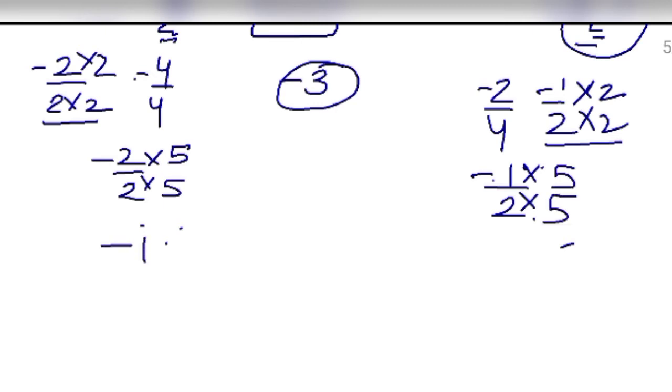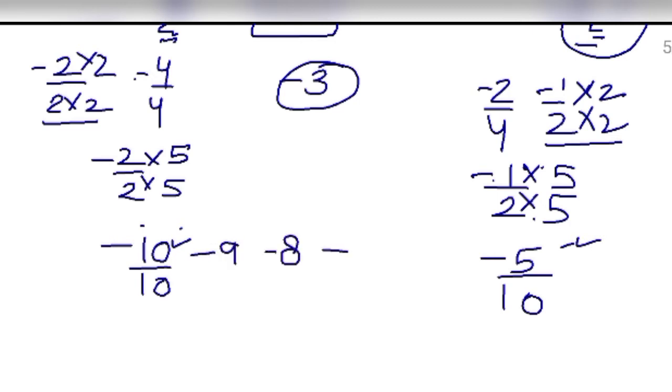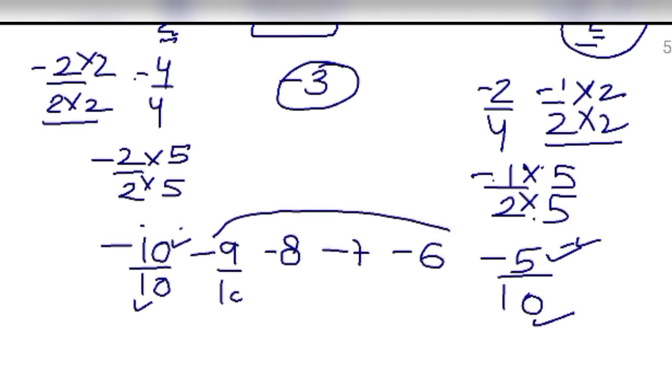5 2s are 10 of minus sign, 5 2s are 10. 5 1s are 5 of minus sign, 5 2s are 10. Now check the integers between minus 10 and minus 5. Minus 9, minus 8, minus 7, minus 6 and then minus 5. Now we have 4 integers between these two. And they were asking 4 rational numbers. So denominators will be same.